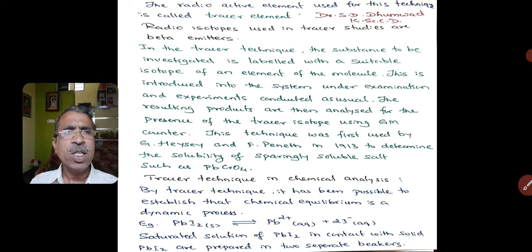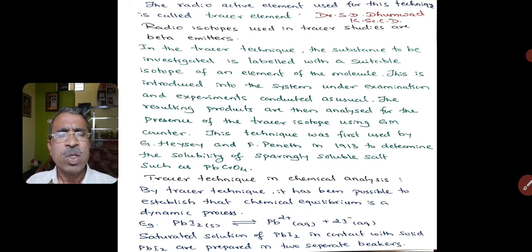This technique was first introduced by G. Hevesy and F. Paneth in 1913 to determine the solubility of a sparingly soluble salt such as lead chromate. Tracer technique in chemical analysis: by the tracer technique, it has been possible to establish that chemical equilibrium is a dynamic process. In an earlier class, students, you studied chemical equilibrium, which is dynamic in nature.